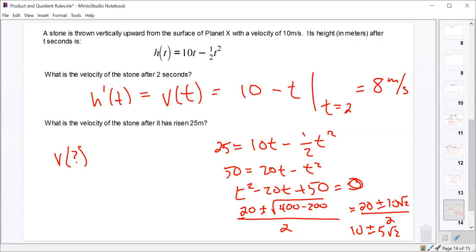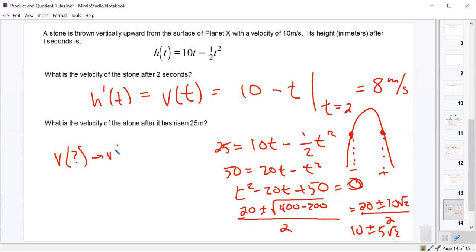Plus. Common answer is plus, but it's actually the minus, because what's happening here? The stone's going to go up and then it's going to come back down. So after it has risen 25 meters, that'll be the first t value. So we want the smaller t value. Right here, let's say that's 25 meters. It hits 25 meters twice, right? This one is the minus, and this one is plus. Does that make sense? Yeah.